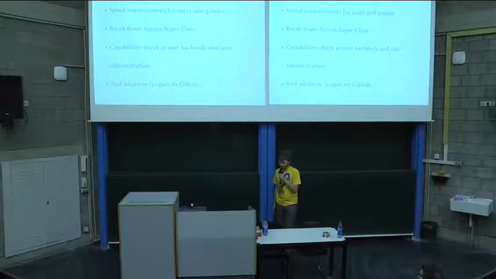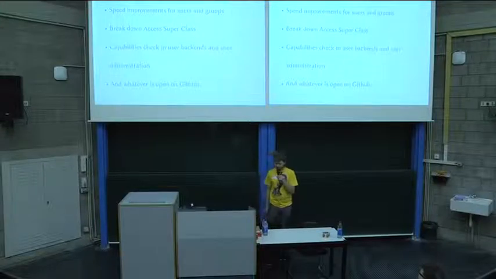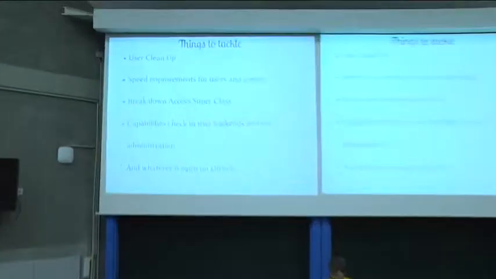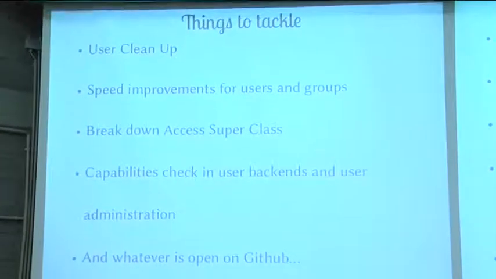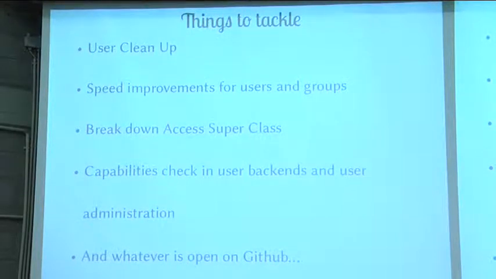Internally we have an access class, which is quite big, and that needs to be broken down, because it's a bit complicated and overblown to use. I will later have another lightning talk about the user management, and I will explain the capabilities check there in the user backends, because different backends can have different functions, and not everything is displayed properly in the user management interface in ownCloud.